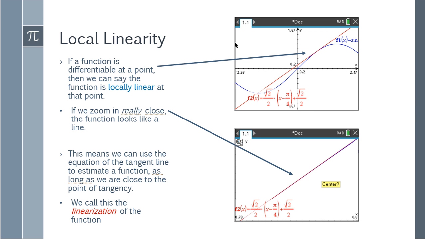But what that means is that if we are close to the point of tangency, because the function looks like the tangent line, or is really close to it, I can use the tangent line to approximate function values. And that's what we call the linearization of the function. We're saying, let's get our tangent line, isolate the y value in the tangent line, and that will be used to estimate function values.